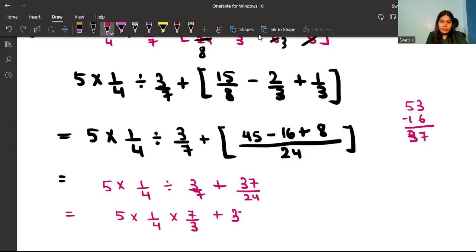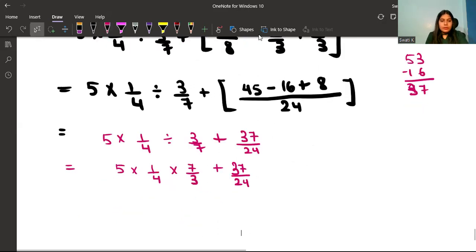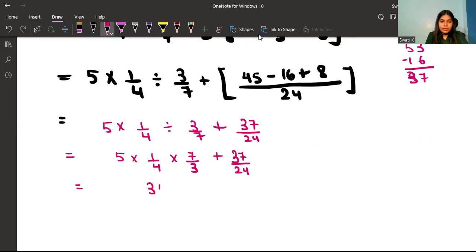Plus 37 by 24 as it is, right? And now what will this become? Of course, I can multiply this. It will become 35 by 12 plus, because 5 times 1 is 5, 5 times 7 is 35. And then plus 37 by 24.